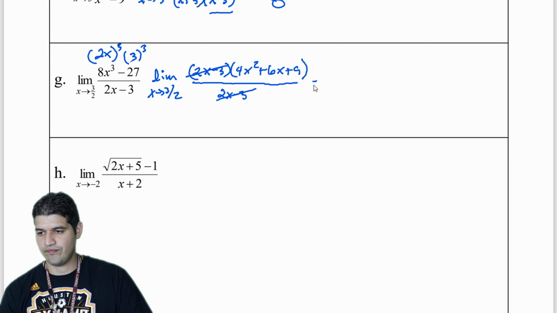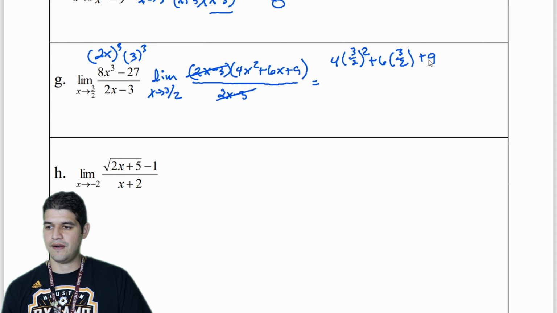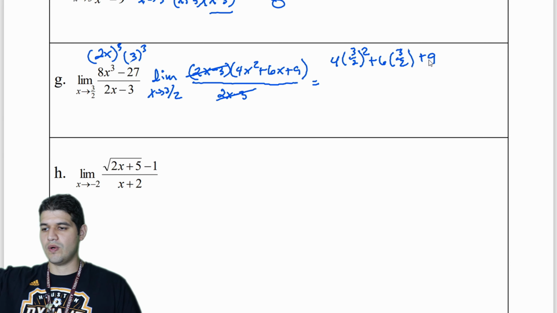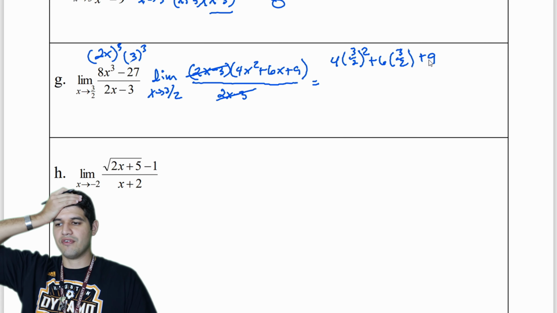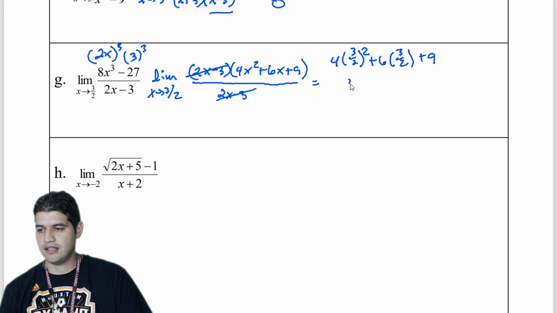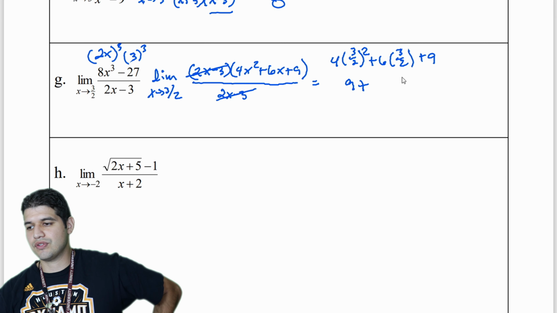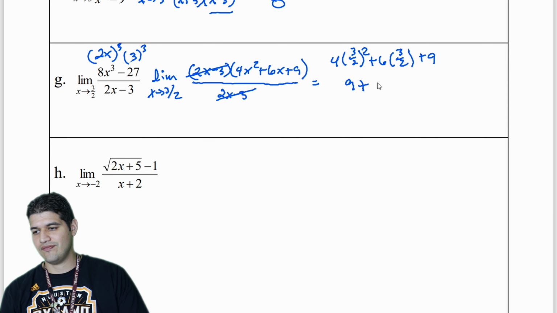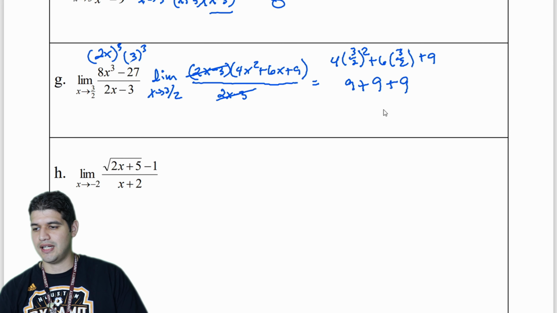So let's do that. So 4 times 3 halves squared plus 6 times 3 halves plus 9. All right, so 3 halves squared, that's going to give me 9 over 4. And then the 4's are going to divide out, so I have 9 plus 6 times 3 halves, so that's going to be 3 times 3 is 9, plus another 9, so 9 plus 9 plus 9 is going to get me 27.